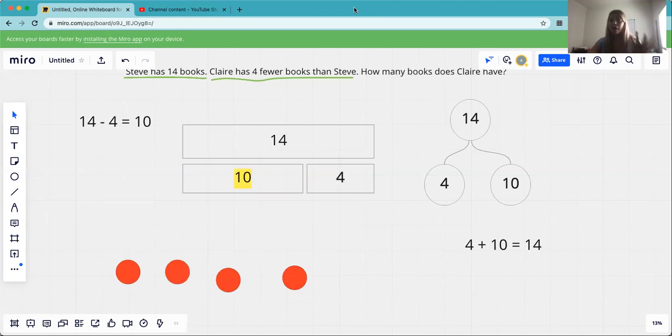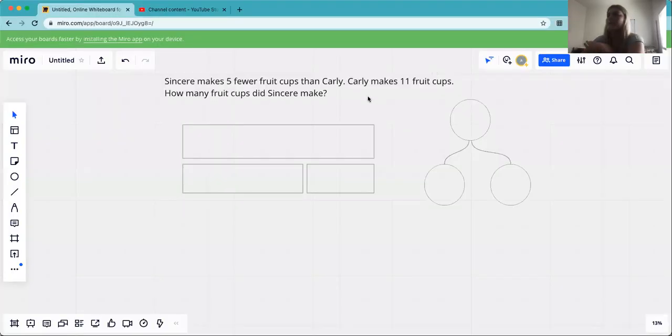For this next one, I'm going to have you work with me on figuring it out. Give me 1 second while I get it ready. With this problem, Sincere makes 5 fewer fruit cups than Carly. Carly makes 11 fruit cups. How many fruit cups did Sincere make?